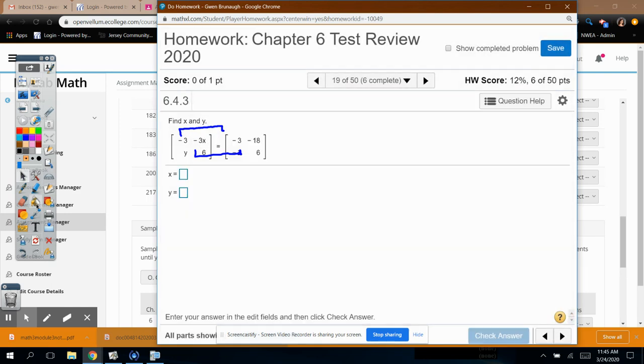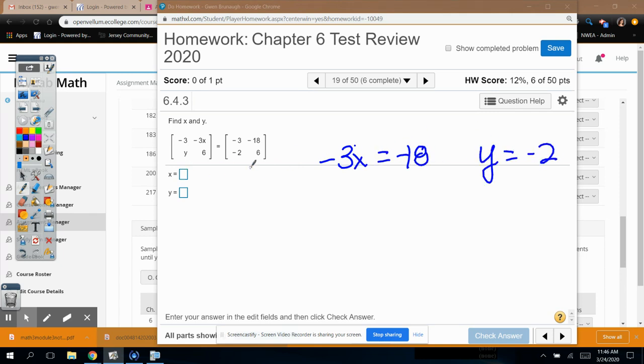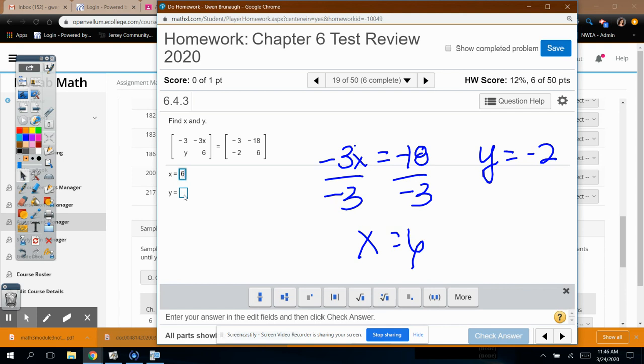Okay. Same thing here, except we might do a little bit more math. See, the -3's match. Here, I got to figure out what the X is. So here's the match right there. I have -3x equals -18. And the Y has to be -2. And see, those 6's match as well. So when I divide by -3, I have x equals 6. Y is -2. And this is all about matching things up. And I don't think you're going to think that's too difficult.